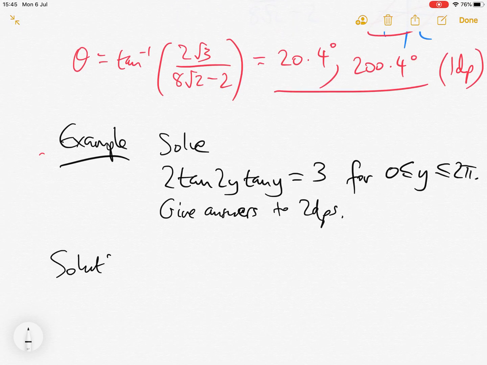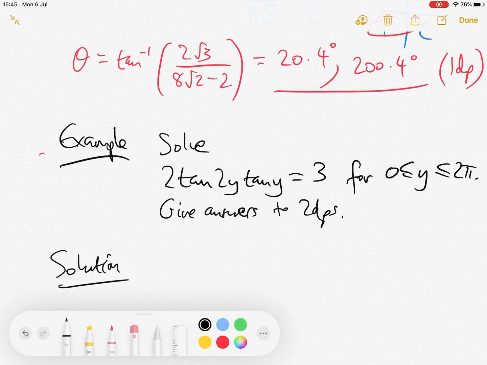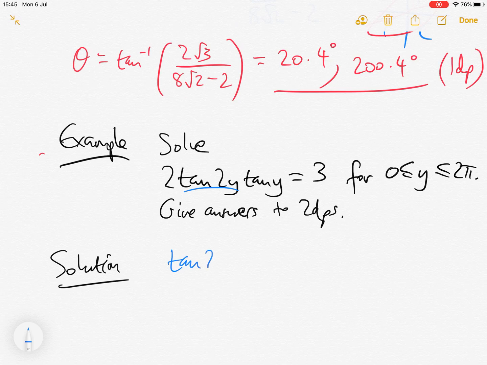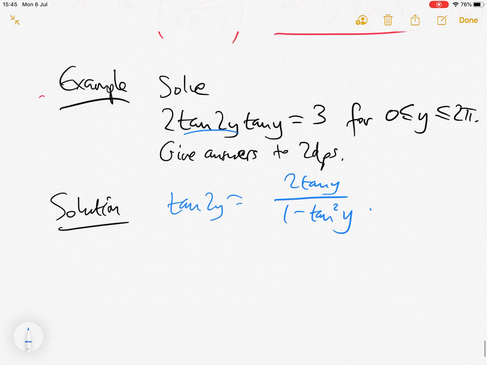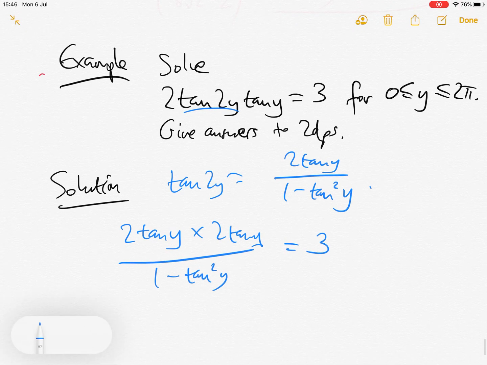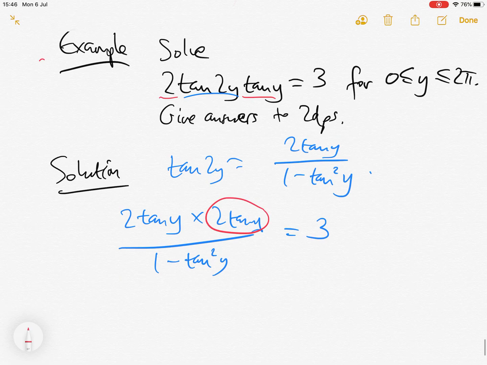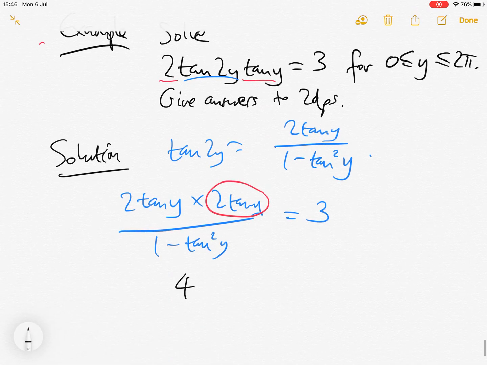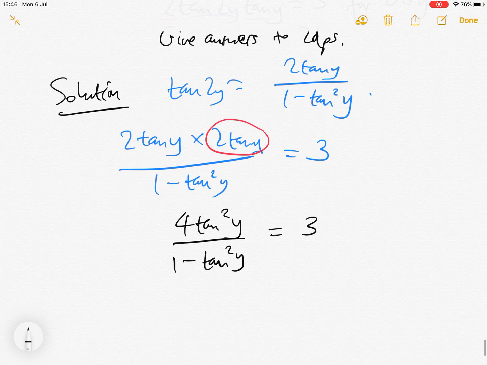So we know a formula for tan 2y. We can use the double angle formula. This is 2 tan y over 1 minus tan squared y. So therefore the equation becomes 2 tan y times 2 tan y over 1 minus tan squared y equals 3. And this second 2 tan y here is from this stuff in red. So this is the same as 4 tan squared y over 1 minus tan squared y equals 3.